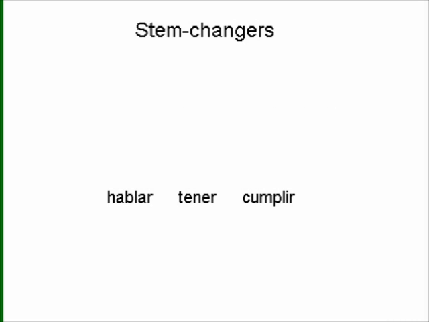Here we've got three sample verbs. Let's make sure that we can identify the stem and the ending in each of these verbs. We'll start by looking for the ending. Again, the ending is always going to be AR, ER, or IR, and of course it's at the end, so that's really easy. Here we have the ending, in hablar, in tener, and in cumplir.